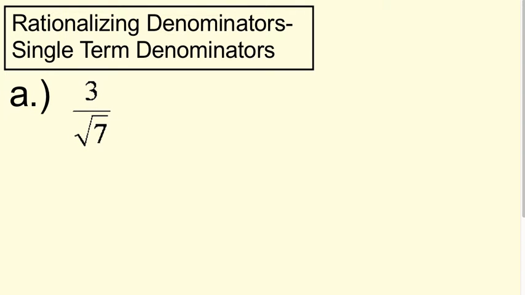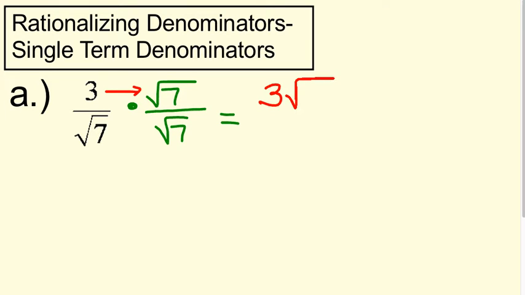How you rationalize it is you take this radical in the denominator and multiply it to the numerator and the denominator. What we did is essentially just multiplied it by 1, because square root of 7 divided by square root of 7 reduces down to the number 1. So now we're going to multiply across. We're going to multiply 3 times the square root of 7, and we get 3 square roots of 7.